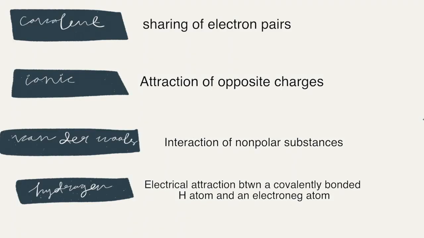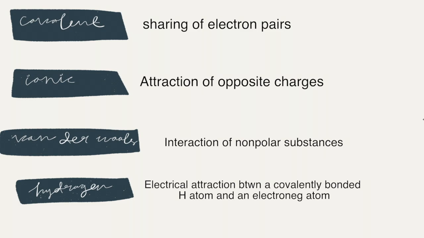Let's talk about how atoms bond together. Chemical bonding helps us understand the force that connects two atoms together and how they interact. There are 4 types of chemical bonds that we need to know about. Covalent bonds are the sharing of electron pairs. Ionic attractions are the attraction of opposite charges. Hydrogen bonds are the electrical attraction between a covalently bonded hydrogen atom and an electronegative atom. Van der Waals is the interaction of nonpolar substances.